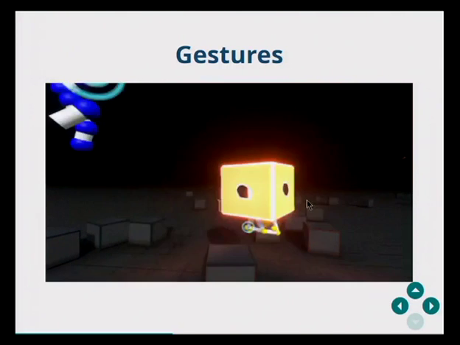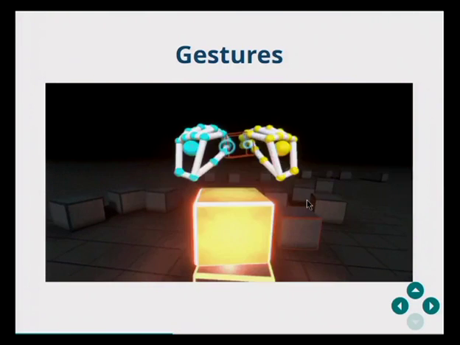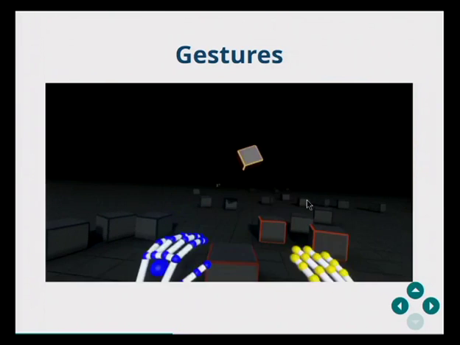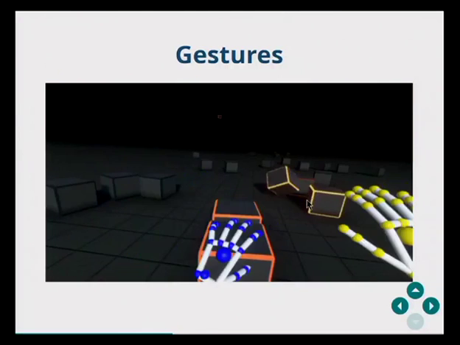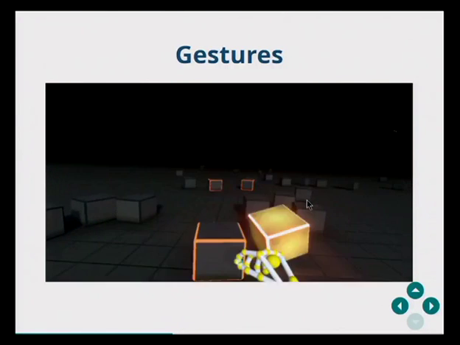So this isn't like wearing a glove. This is a demo showing that I can actually see where all your hands are, or where your fingers are, and you're able to do this Minority Report stuff and throw a cube. Cool. That's very awesome.